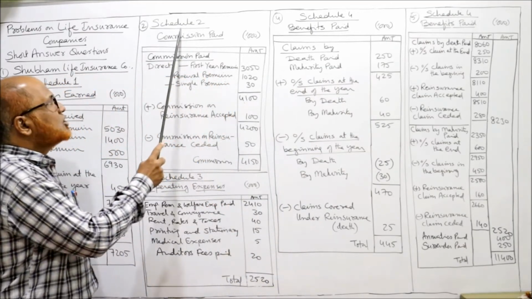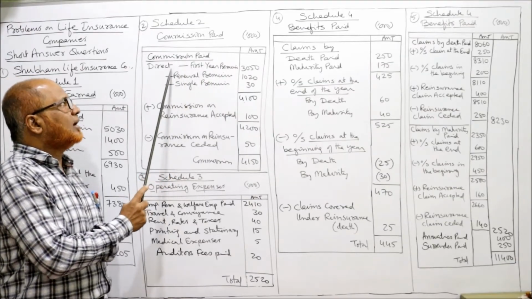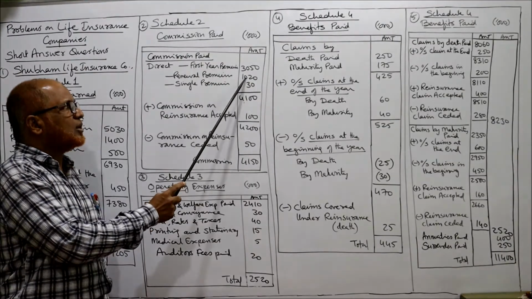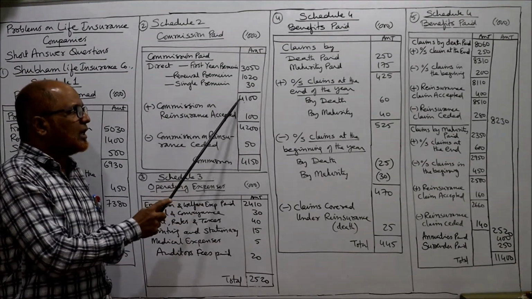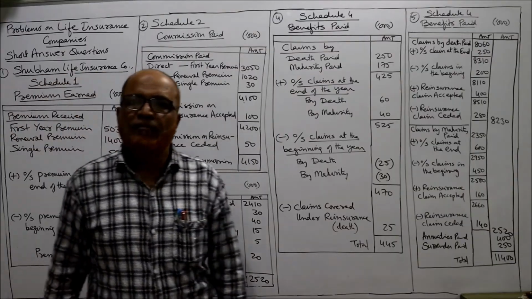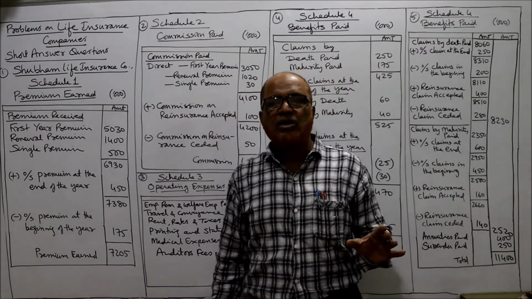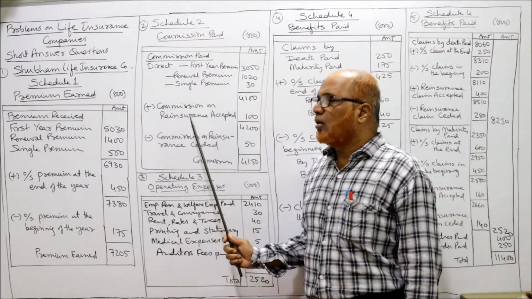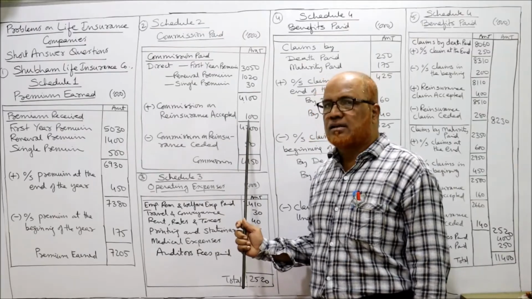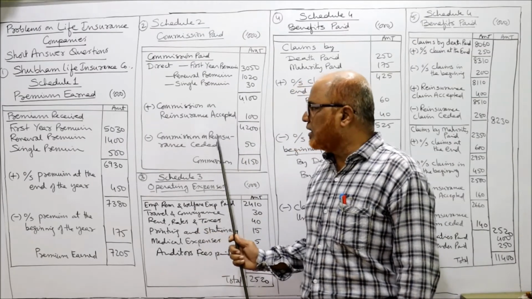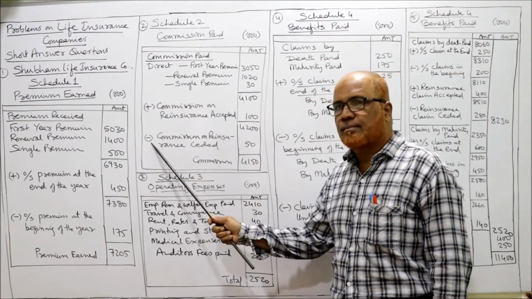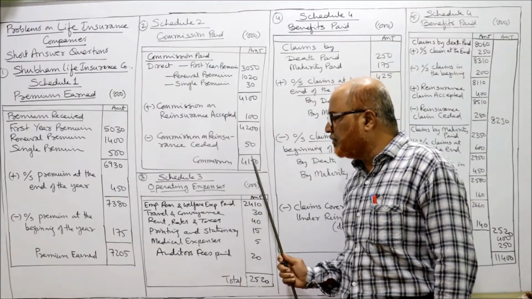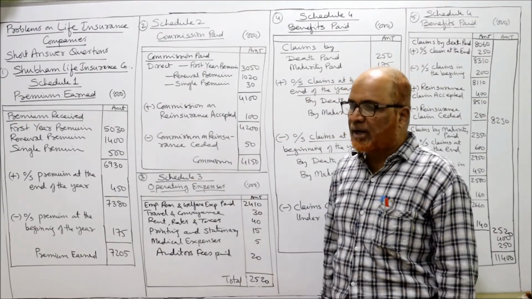So here you can see schedule number 2, commission paid. Commission paid on direct first year premium is 3050. Commission on renewal premium 1020, single premium commission 30, total commission 4100. To this we add commission on reinsurance accepted. Here you can see commission on reinsurance accepted 100. From this we subtract commission on reinsurance ceded 50. So add accepted, subtract ceded. Then commission will be 4150. This is schedule number 2.